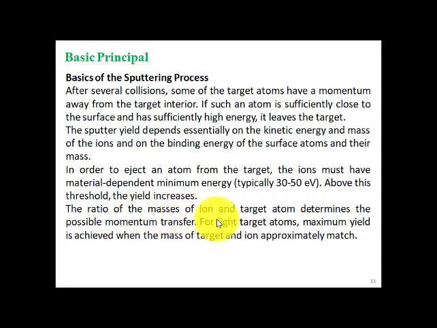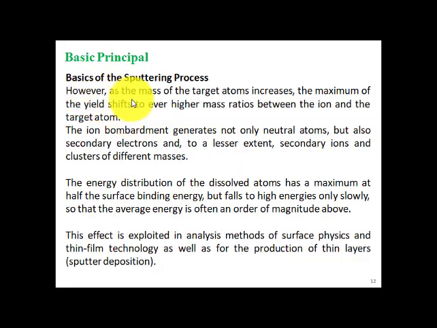The ratio of the mass of the incident ion and the target atom determines the possible momentum transfer. So for light target atoms, maximum yield is achieved when the mass of the target atom approximately matches the mass of the incident ion. However, as the mass of the target atom increases, the maximum of the yield shifts to ever higher mass ratios between the ions and the target atom.